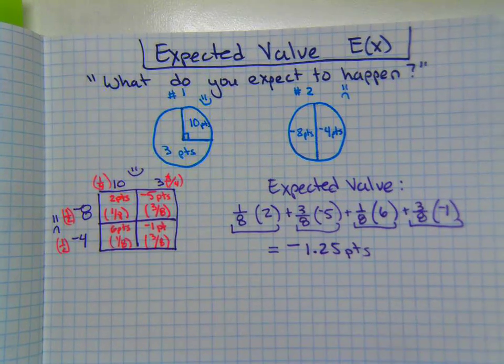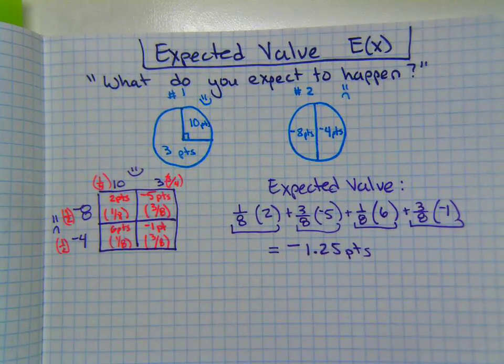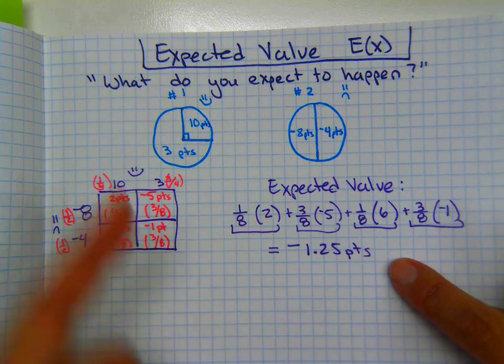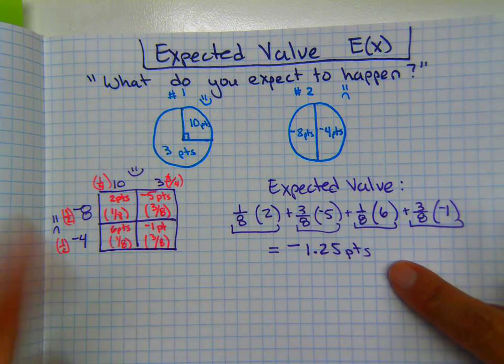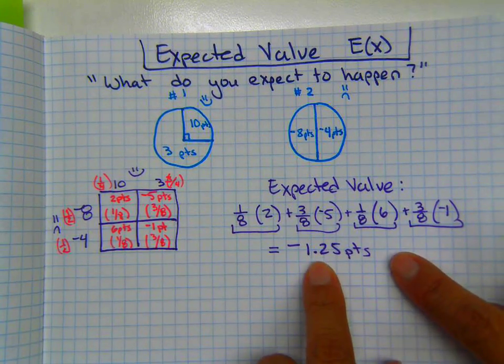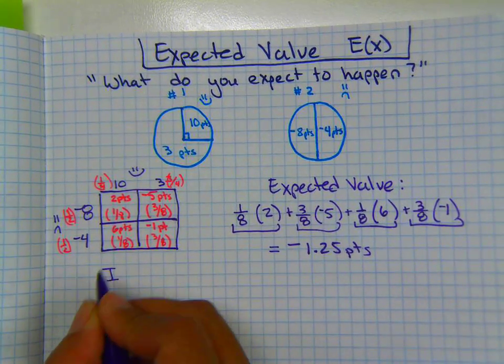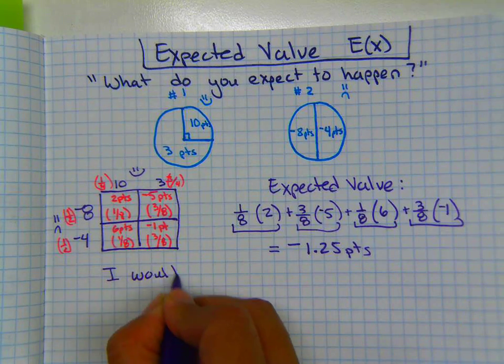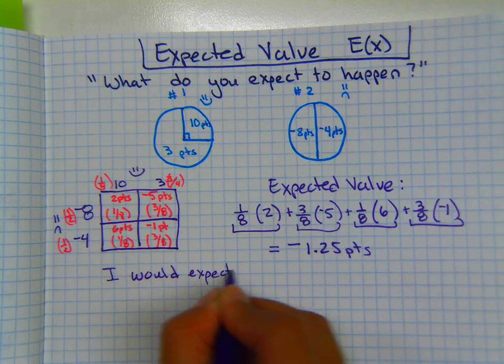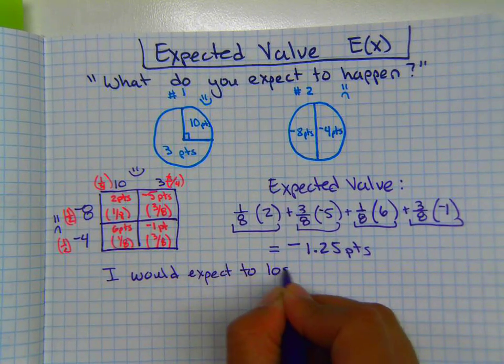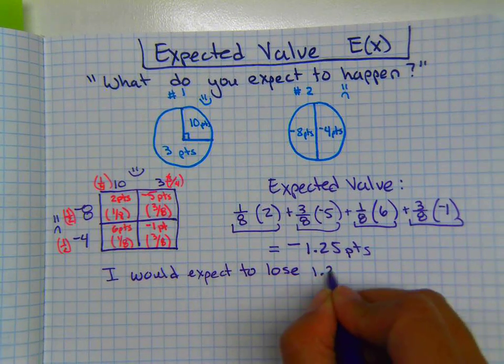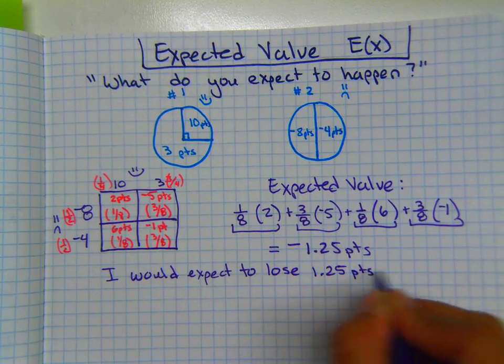So what does that really mean? Well, in the long run, as I play this game over, let's say 100 times, I'm going to lose 125 points. Or on average, I'm going to lose 1.25 points per turn. So that's what I'm going to write. I would expect to lose 1.25 points per turn.